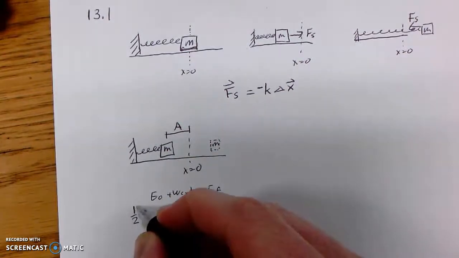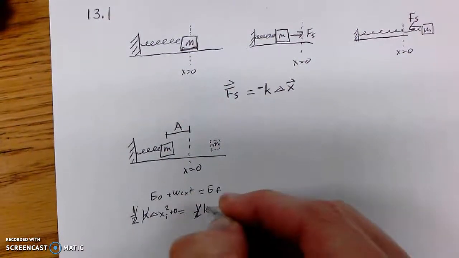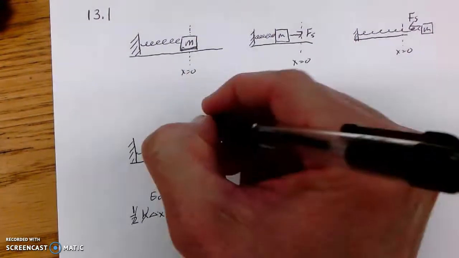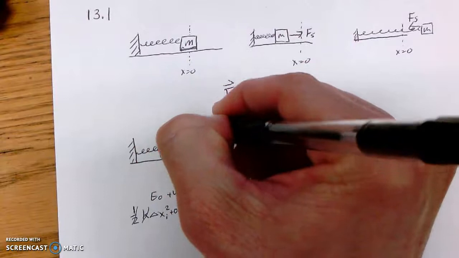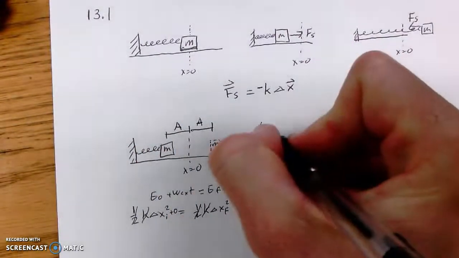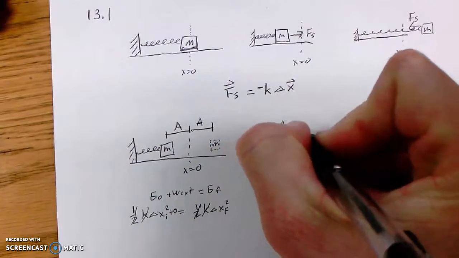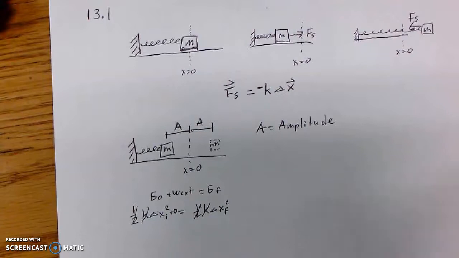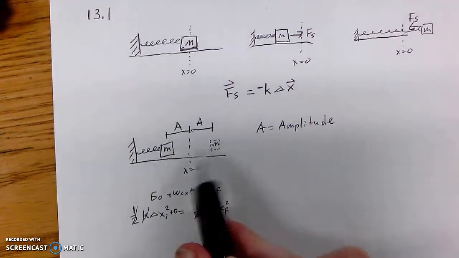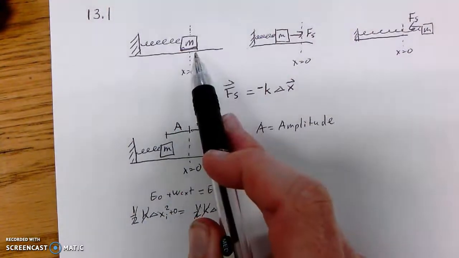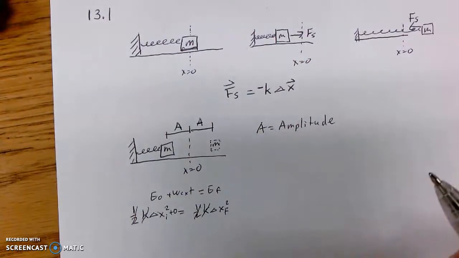And if you notice, you can cancel out the 1/2, you can cancel out the k, and it turns out that their distances, not their directions, of course, but their distances will be the same. So it will go over here to the same distance A, and the A we call the amplitude. And you've probably seen things like this in your math class. So it's going to oscillate back and forth, and this will be the equilibrium position, the original spot where the spring was neither stretched nor squished.